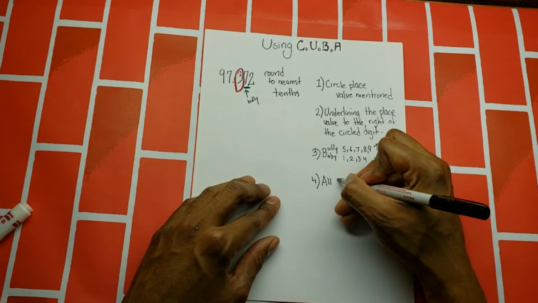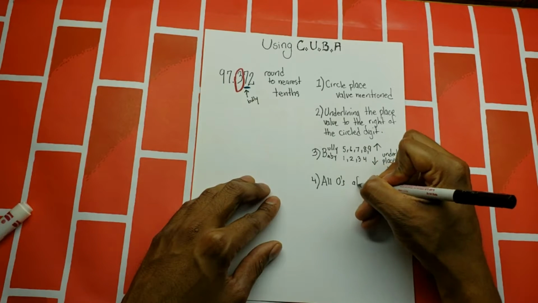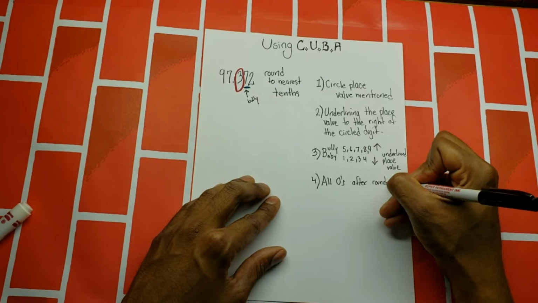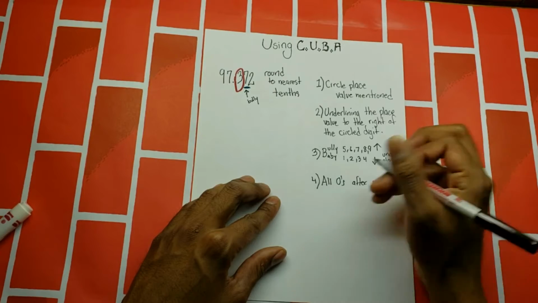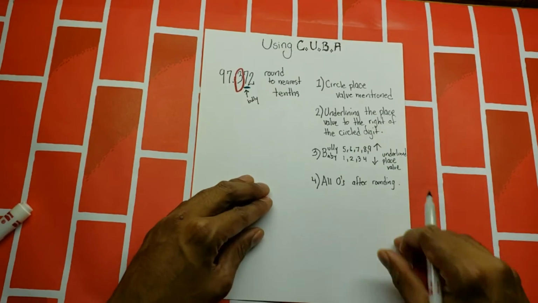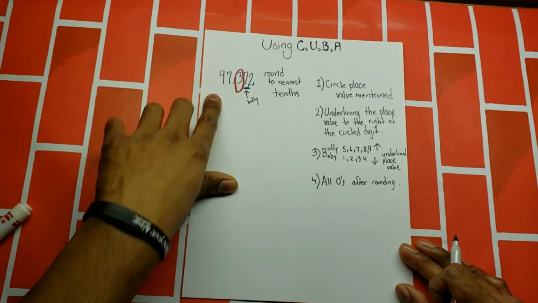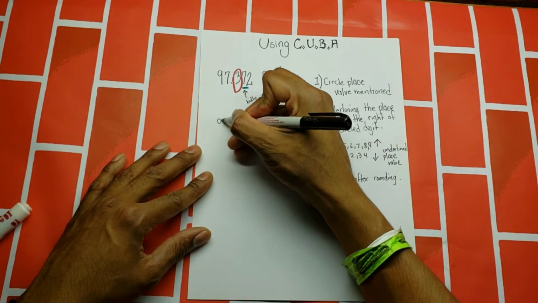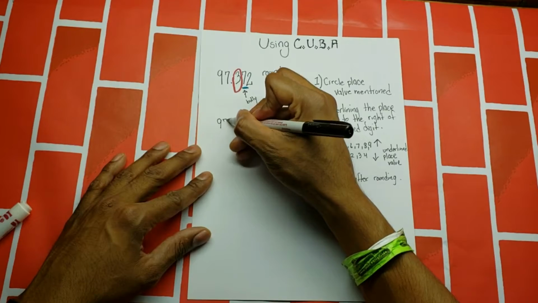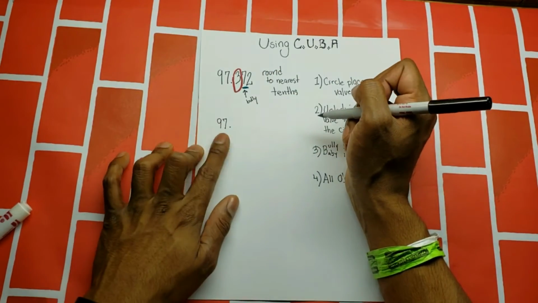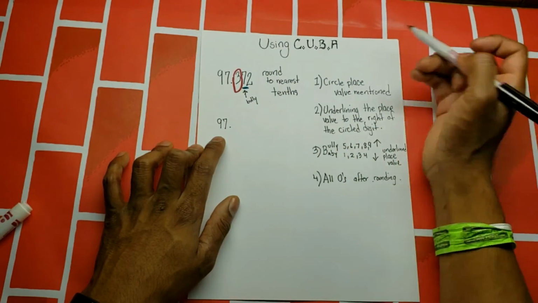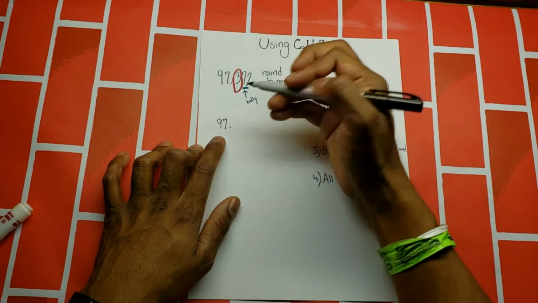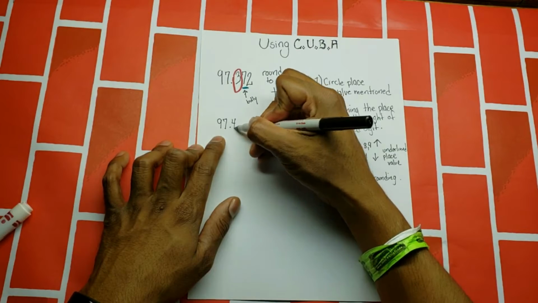Now, the last step of C.U.B.A, which is the A, states that every value after rounding is going to change to zeros. All zeros after rounding up or down after rounding. So now let's go back to our original number. I'm going to keep my 9. I'm going to keep my 7. They were not affected by the rounding. Now my 3 is going to round up because 7 is a bully. So I'm going to turn that into a 4 now.